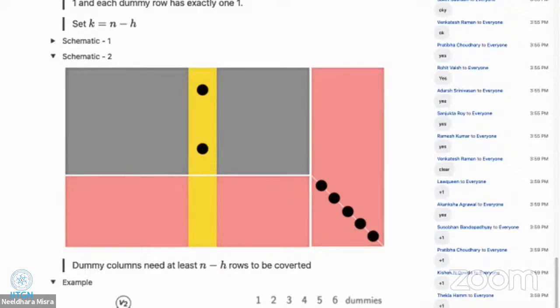And of course, in the dummy columns, you have a 1 from below, the way this is set up, and you get n minus h ones on the top. So n minus h plus 1 is the total number of ones per column in the dummy columns as well.